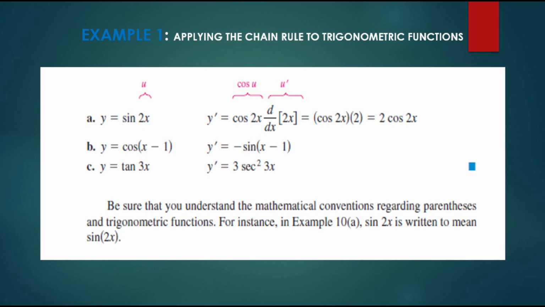So letter B, we have y is equal to cosine of x minus 1, which is our u, and to get the y prime, it is equal to negative sine of x minus 1, times u prime. So letter C, we have y is equal to tangent 3x and the y prime is equal to 3 secant squared 3x. Be sure that you understand the mathematical convention regarding parentheses and trigonometric functions. For instance, in example 1a, sine 2x is written to mean sine of 2x.